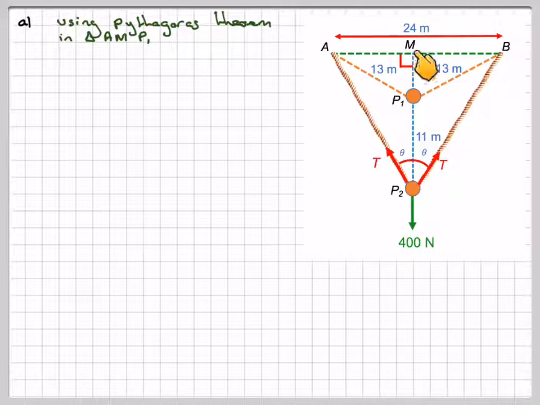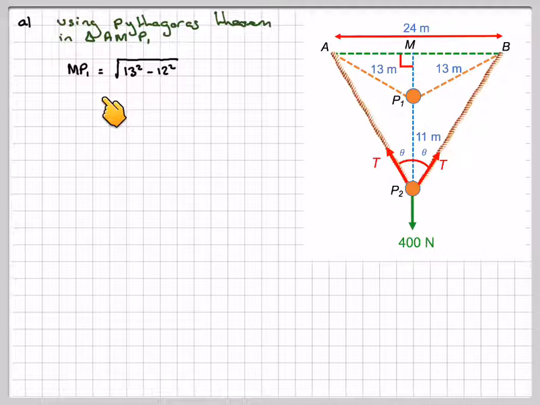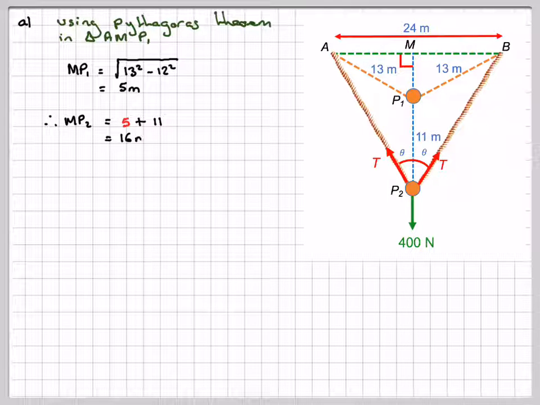This is the right angle triangle, so using this triangle here, MP1 is going to be 13 squared minus 12 squared. 13 is the longest side, the hypotenuse of this right angle triangle. We want half this distance, which is 12. So we do a subtraction on Pythagoras' theorem, which is 5 meters. So this length here is 5 meters. Therefore, MP2 from here to here will be 5 meters plus the 11, which makes 16 meters.